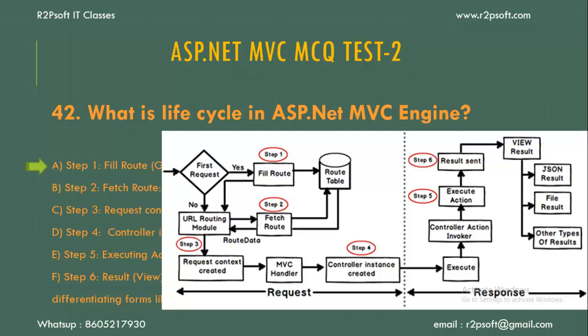If we request for a web page, then it will successfully proceed, and step first would follow. Fill route, then route table, then second step would follow, fetch route, and then URL routing module. If request fails, then it will directly go to URL routing module. Then step 3 will follow, request context created, then MVC handler step, then step 4, controller instance created, then execute.